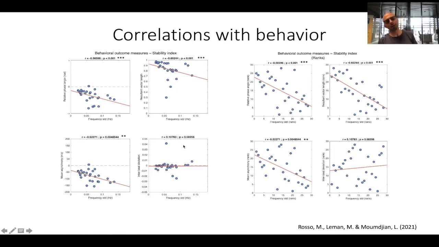We did not find any significant correlation with the interbeat deviation, which is a measure of tempo accuracy, tempo matching, meaning how similar the overall tempo of the tapping time series and the metronome was. I would leave this open for discussion afterwards. We have some hypotheses about this finding.